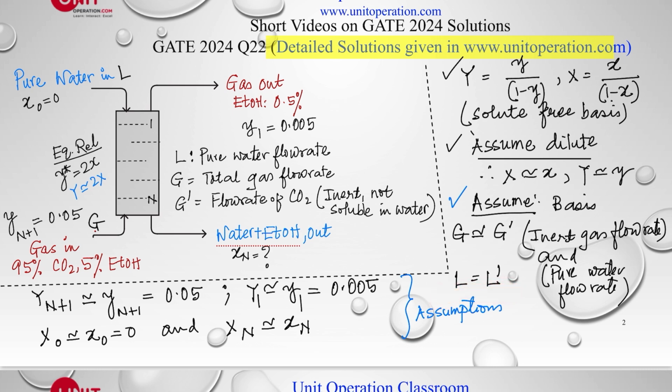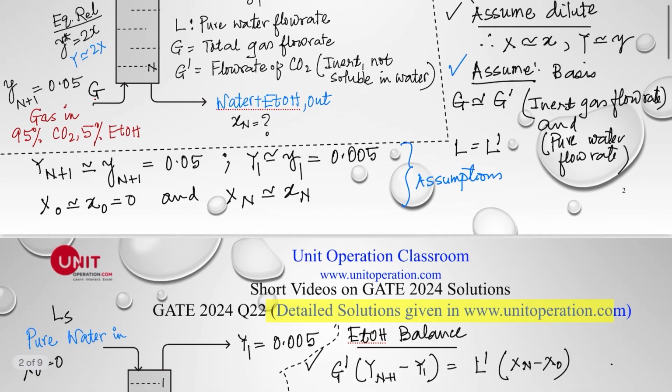And same thing here. So we can show this one as y = 0.05, 5% ethanol, and this one as 0.005, which is 0.5 mole percent ethanol here. And x0 is equal to 0, this is the pure water here, and xn is equal to xn. With that, let's do the next calculation.